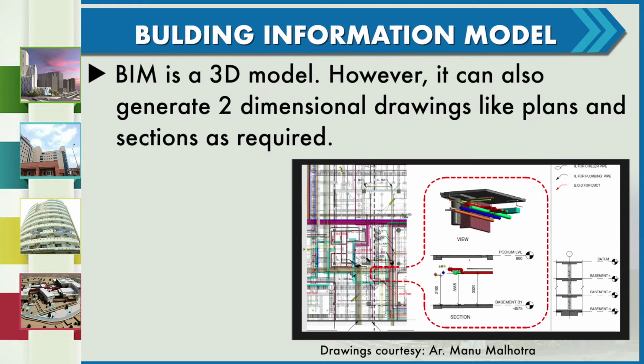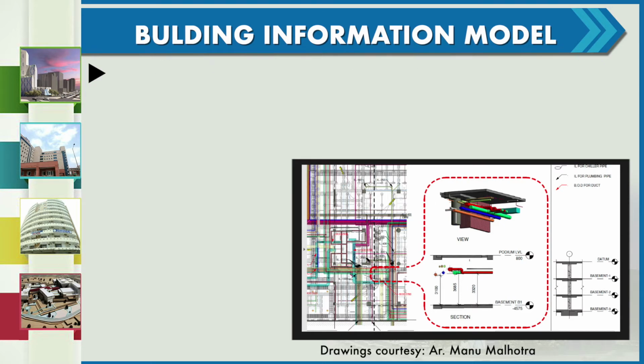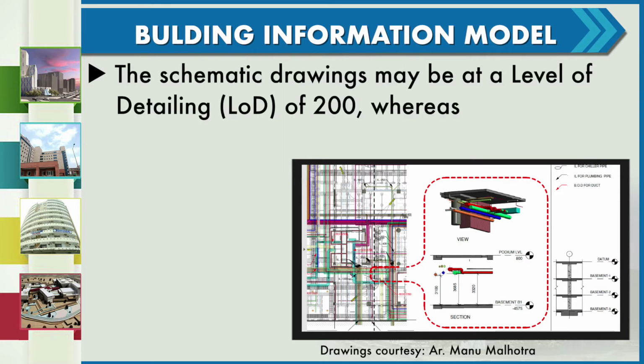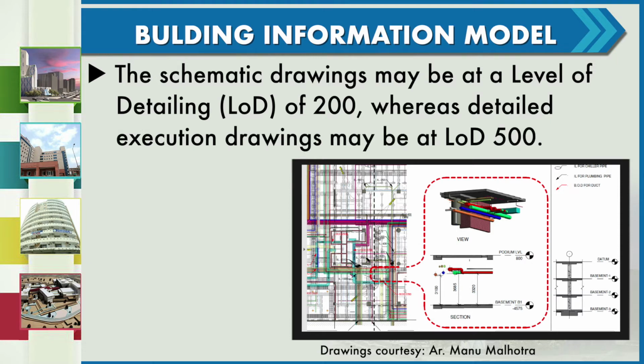As such, BIM is a 3D model. However, it can also generate 2-dimensional drawings like plans and sections as required. In BIM, it is possible to detail the components in 3 dimensions as much level of detail as required. The schematic drawings may be at a level of detailing LOD of 200, whereas detailed execution drawings may be at LOD or level of detailing at 500.